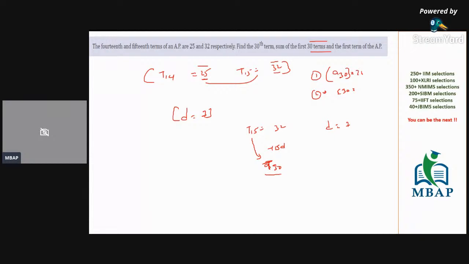So the value of T30 is going to be how much? 32 plus 15 times 7. 15 times 7 is 105, plus 32, the value becomes 137. Right? T15, T16, T17, T18, every time the value is going ahead by common difference D. From 15 to 30, it's going to go ahead by 15 times, so it is 15D. 1D is 7, so 15D is 105, and 105 plus 32, the value will become 137. Hence, the value is 137.